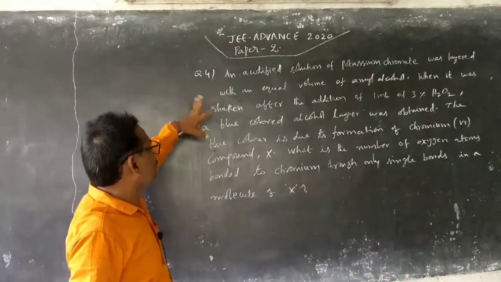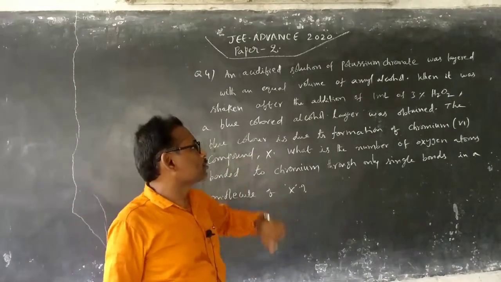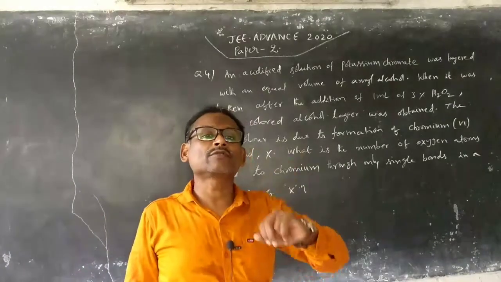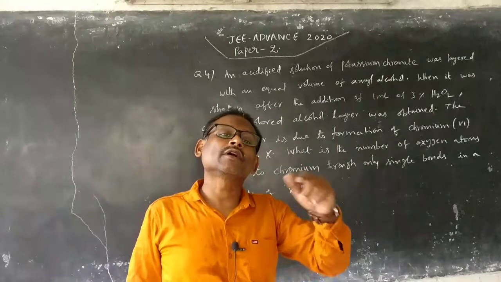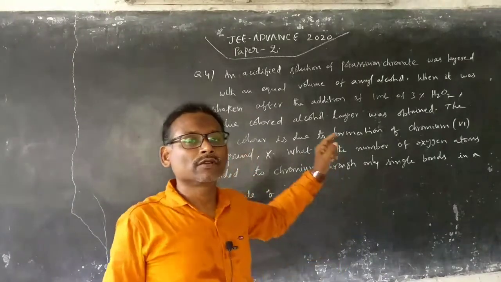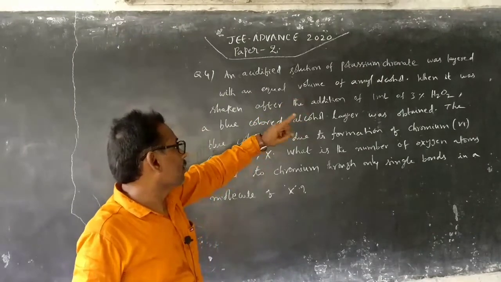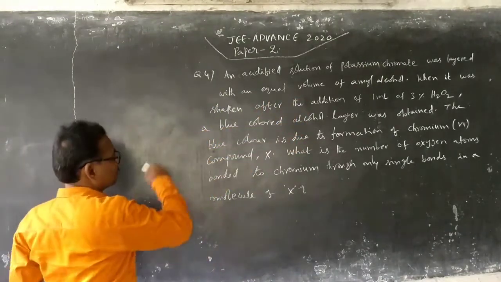So this is a question where an acidified solution of potassium chromate is interacted with hydrogen peroxide, but the medium taken is an organic solvent. Here they took amyl alcohol. An acidified solution of potassium chromate was layered with an equal volume of amyl alcohol.